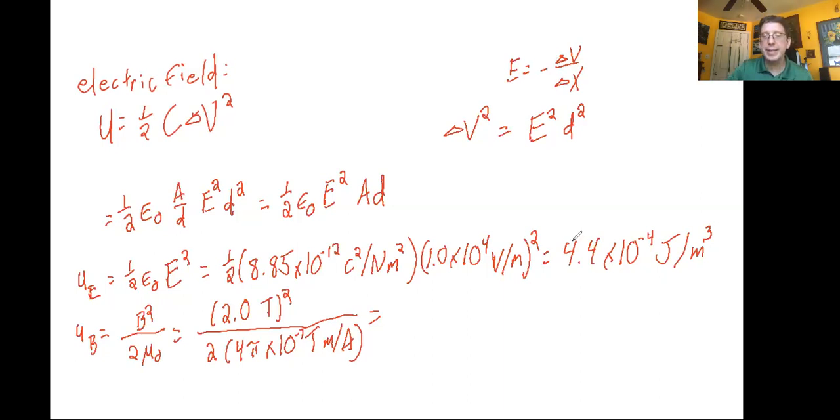That's 1.6 times 10 to the 6 joules per cubic meter. That's a huge difference. That's 10 orders of magnitude. So you can actually store quite a bit more energy in an inductor than you can in a capacitor, given the same amount of space to work with. And it's really not close as far as how that works. So that's an important thing to keep in mind.